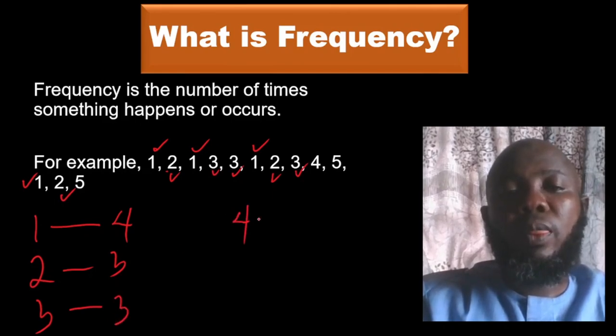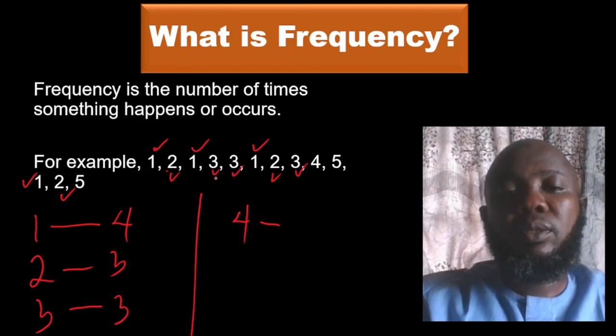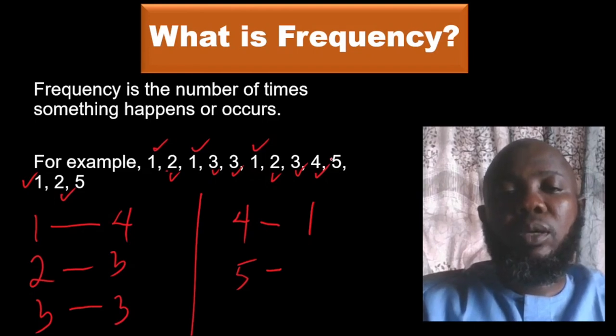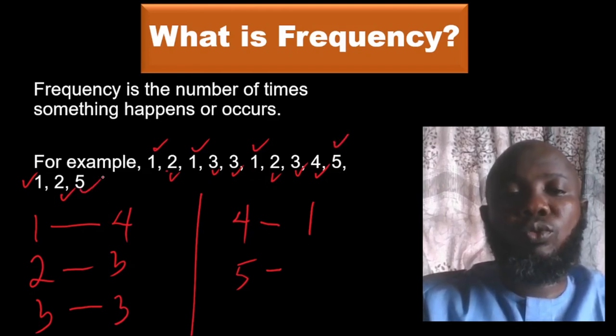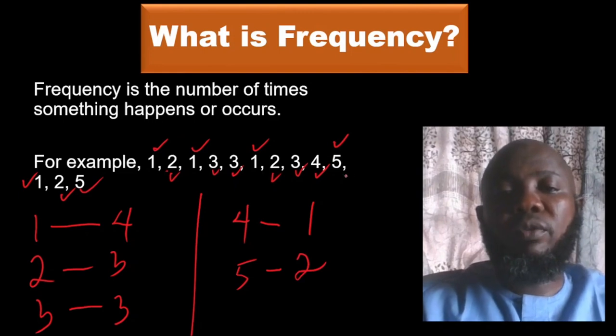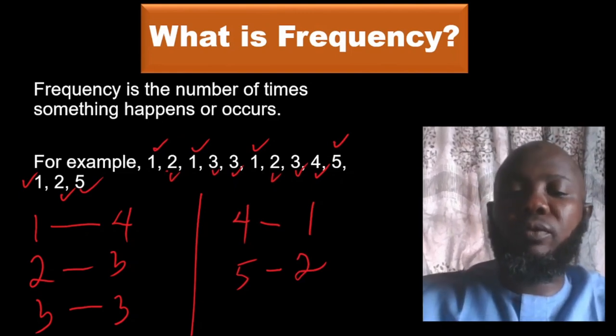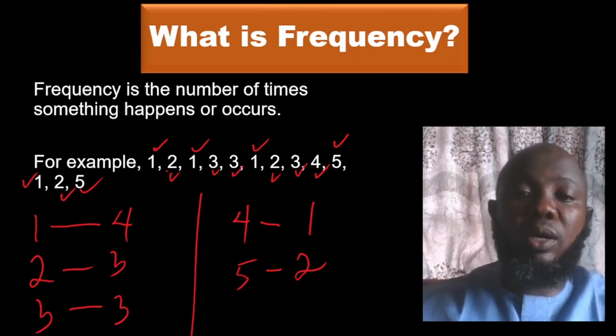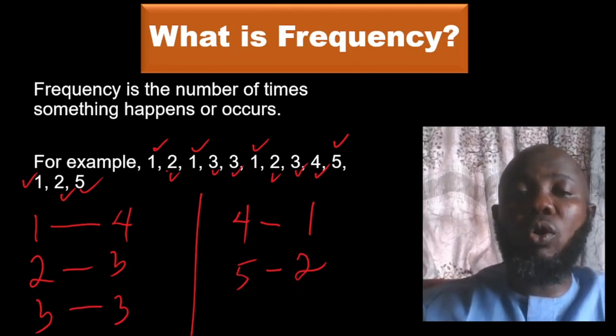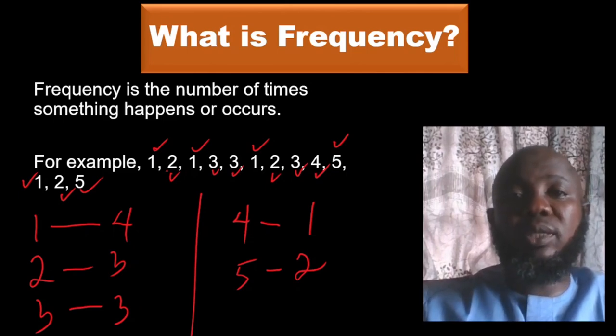Then 4 appears how many times? We check, that is 1. 5 appears how many times? This is 1, 2. You can see we have covered everything. So this is what is referred to as frequency. The number of times a value appears or something happens or occurs is what is referred to as frequency. I hope this is clear.